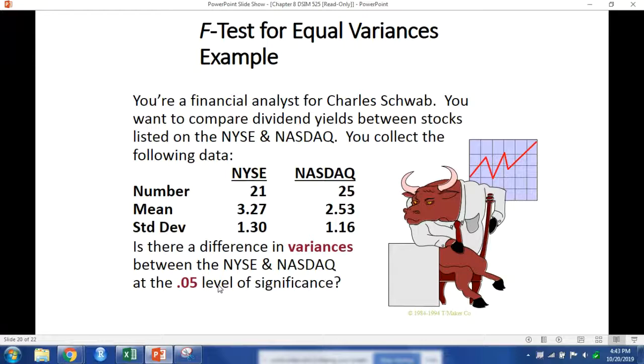So say we have another example. You're a financial analyst for Charles Schwab. You want to compare dividend yields between stocks listed on the New York Stock Exchange and the NASDAQ. You collect the following data. We have sample sizes of 21 and 25, means of 3.27 and 2.53, standard deviations of 1.3 and 1.16. We want to know, is there a difference in variances between the New York Stock Exchange and NASDAQ at the 0.05 level of significance?